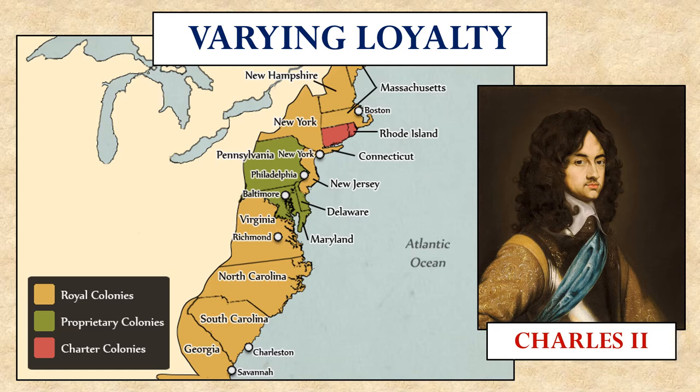So at a time that the king is dethroned, Parliament wants to be sure that the colonies are actually loyal to them, rather than Charles II, the man who would be king, who is in hiding. And to try to make sure that the colonies would remain loyal, the Parliament decided to crack down on them economically.